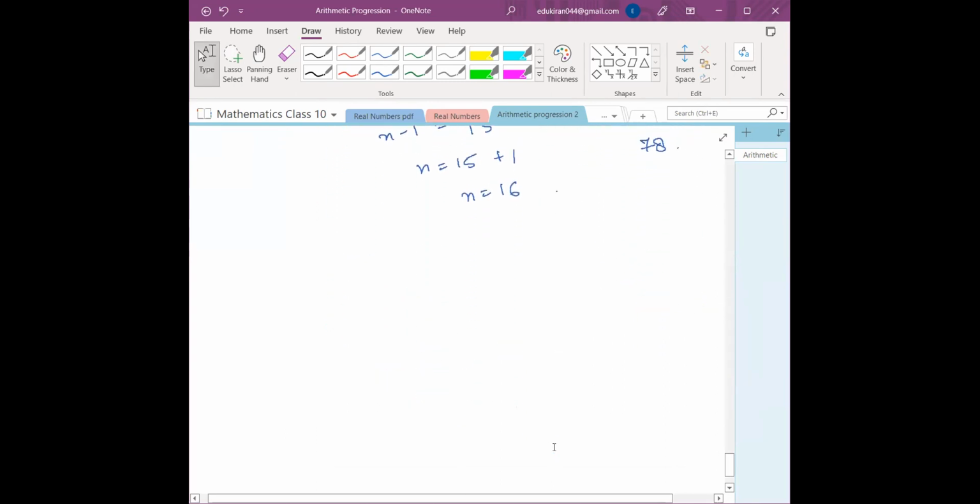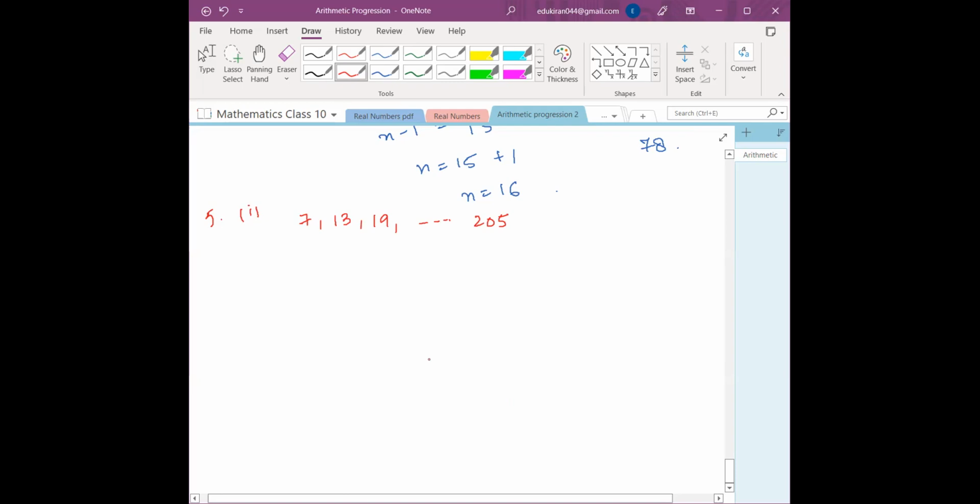So find the number of terms in each of the following APs. So let's take the first part, question number 5. It is 7, 13, 19, and last 205. So this is a finite AP which is given. Okay. So that is why he's asking that you have to find the number of terms.